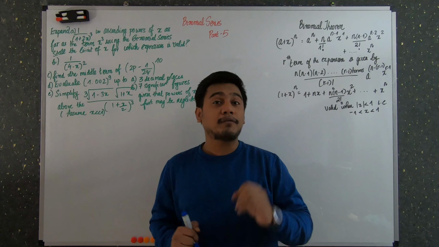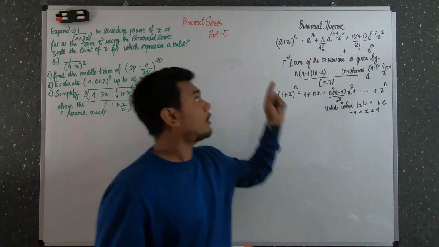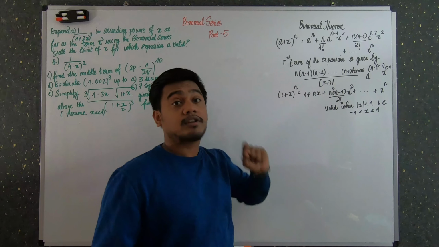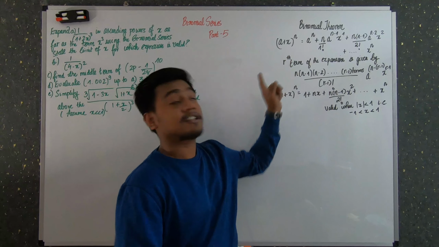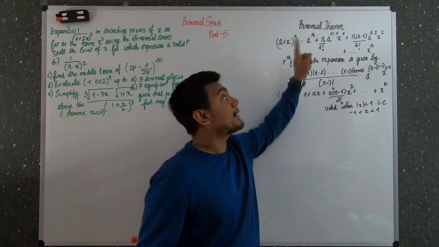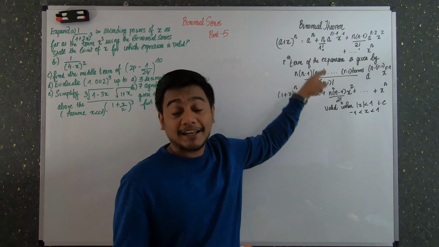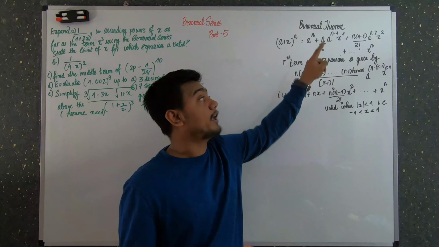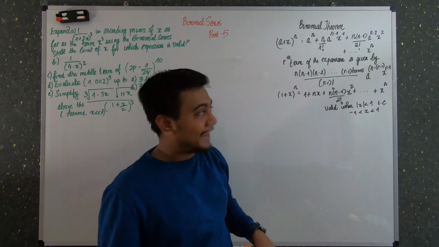Right, so before starting the problems, let's recall the formulas for the binomial theorem. What were they? (a + x) raised to n. So this is a binomial expression, right? The expansion for this binomial expression is given in the form a^n + n/1! a^(n-1) x^1 + n(n-1)/2! a^(n-2) x^2 and so on till x^n.